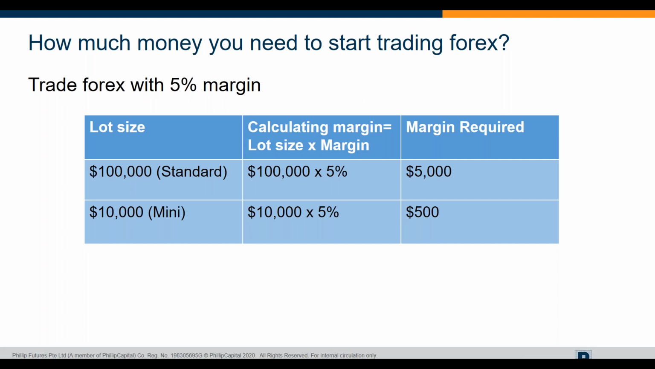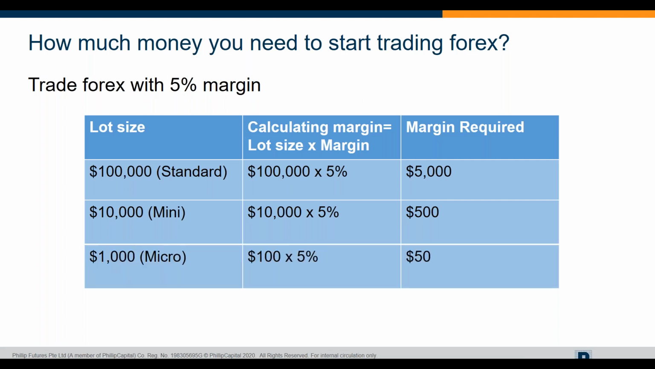For most of us who are just starting out, there is something called a micro lot, where we can start trading with just $50. This is really good news: Forex is actually pretty accessible to retail investors with rather small capital to trade. So we can always start by trading just a micro lot with $50.